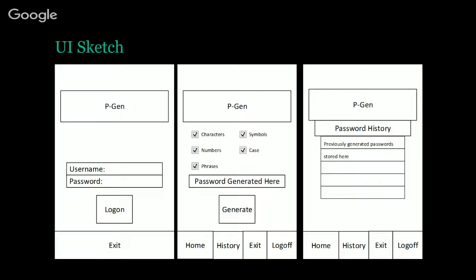I have included a rough UI sketch to show what the ultimate result would look like. On the left, you have the sign-on screen. In the middle, you have the password generator. And on the right, you have the password history, and that would display the previously generated passwords there.